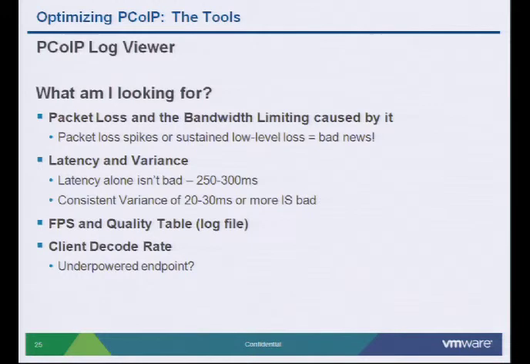Latency, usually when you have spikes like that, it's from congestion, right? It's just that pipe is getting backed up. So that may be an indicator that you need a bigger pipe or you need to really examine what kind of content your users are doing.